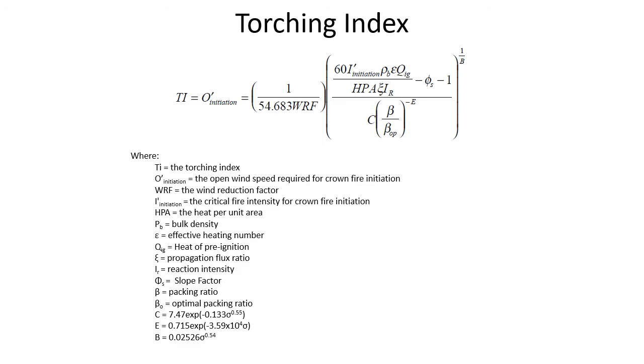All right, so here is the equation for the torching index, and I'm not going to go through the whole derivation of this equation. You can look at Scott and Reinhardt if you want to see basically how everything's pieced together here. But essentially, our torching index is equal to the open wind speed required for crown fire initiation, which is equal to this big, crazy equation here that's essentially done a lot of work rearranging Rothermel and Van Wagner in order to solve for that open wind speed. So yeah, we can look to Scott and Reinhardt for this derivation rather than going through the whole thing right now.